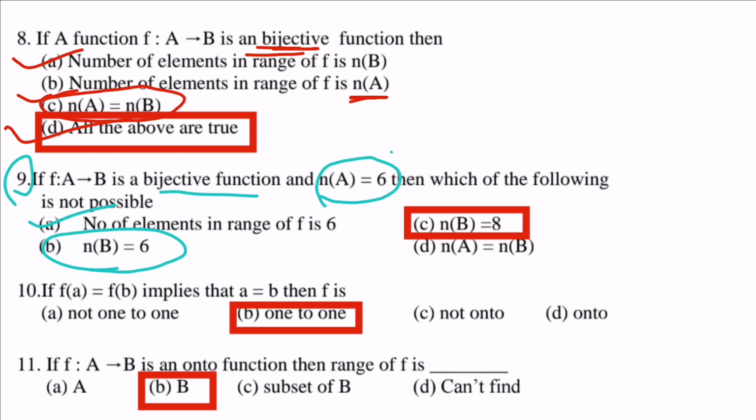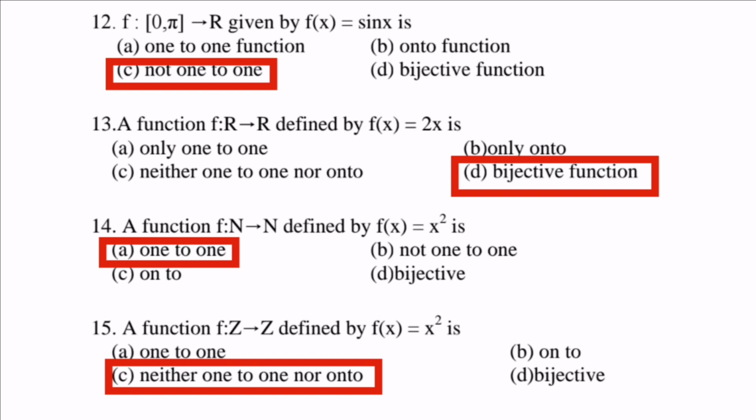MCQs 10. If f of a is equal to f of b implies that a is equal to b, then f is 1-1. This is the definition of a 1-1 function. If images are equal, then pre-images are equal, then the function must be 1-1, and vice versa. If f from A to B is an onto function, then the range of f is equal to what? Then the range of f must be equal to B. So option B is the correct one.